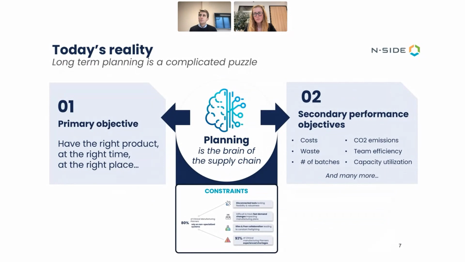Of course, the primary objective of everyone working in clinical trial supply chain is to have the right product at the right time and at the right place. That's the primary objective. Now, we are living in 2025, and we see a lot of secondary performance objectives coming up. Cost is, of course, very important for everyone. Waste is important even for DP and DS, as well as the number of batches that you have to release, team efficiency, capacity utilization, CO2 emissions, and many more. So not only do you work with constraints, but you also have high expectations.